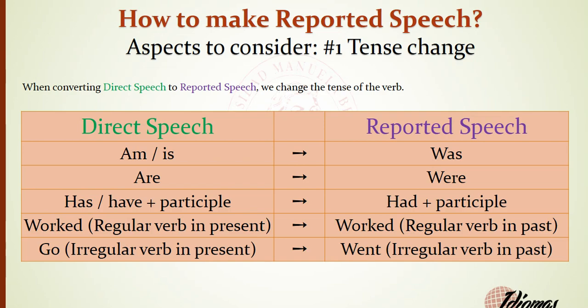When we are using is or are (verb to be), we change it to was or were. Was in this case, are for were. Has, have plus past participle becomes had plus participle. Worked, regular verb in present, worked, regular verb in past, and go, irregular verb in present, went, irregular verb in past.